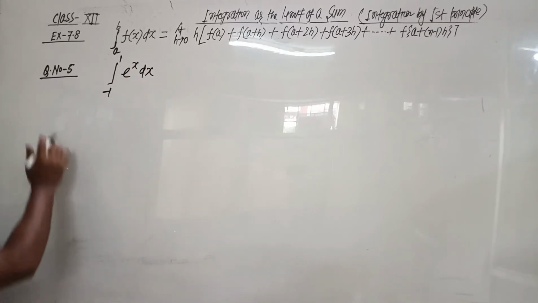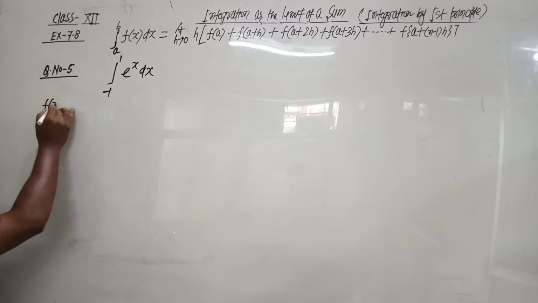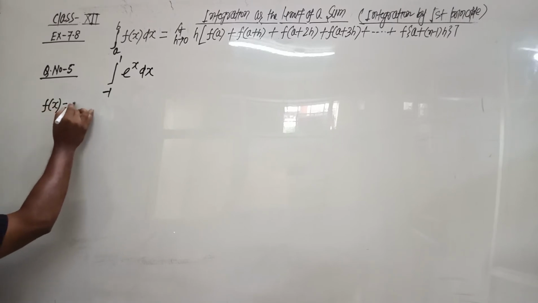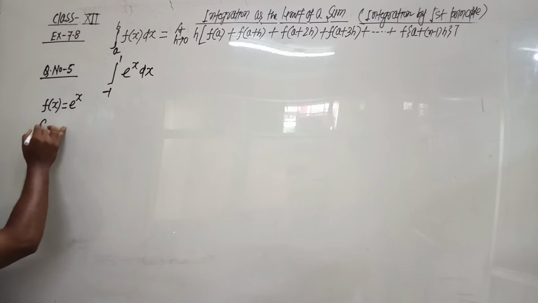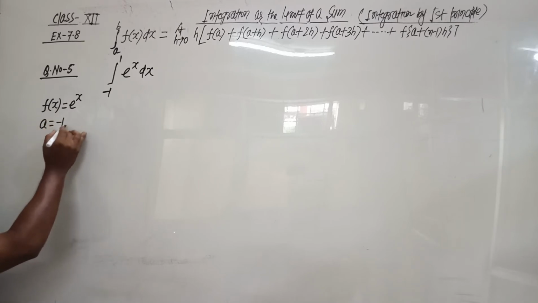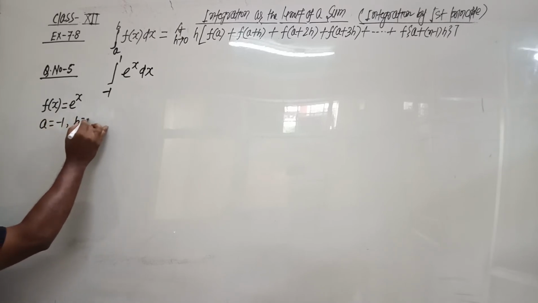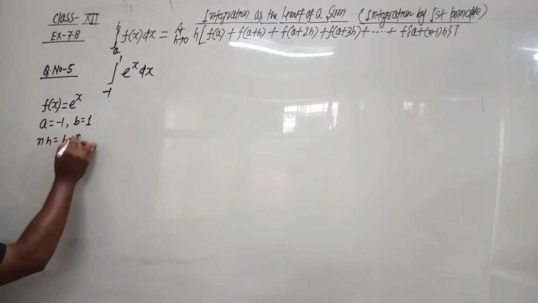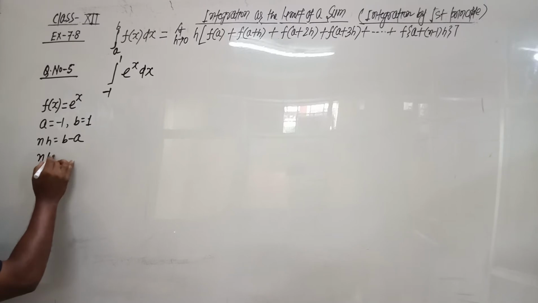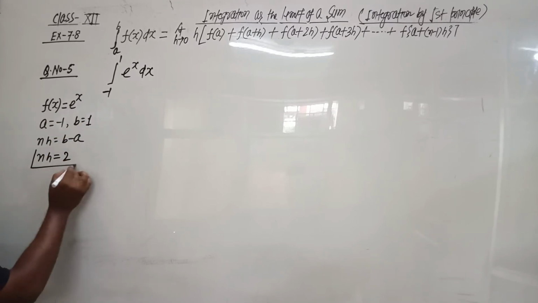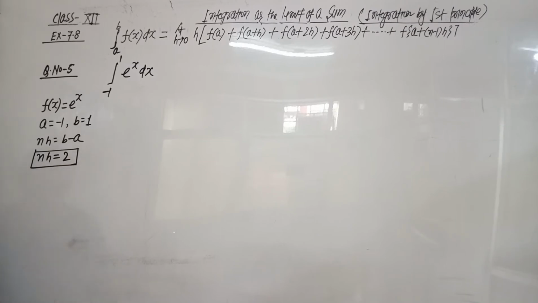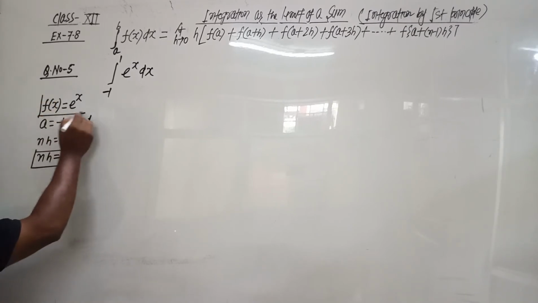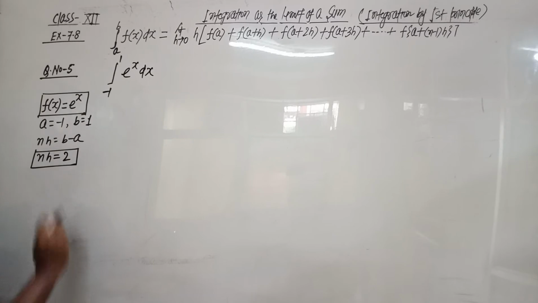So we have the function f(x) equals e raised to the power x. The value of a is minus 1. The value of b is plus 1. And nh is written as b minus a. So nh equals b minus a, 1 plus 1. We get the value of nh. And the function f(x) equals e raised to the power x.